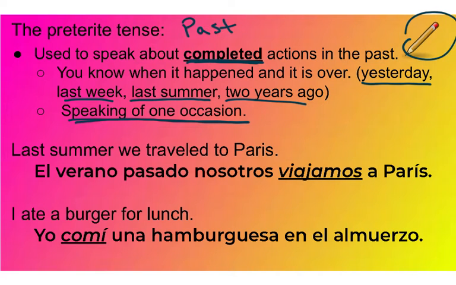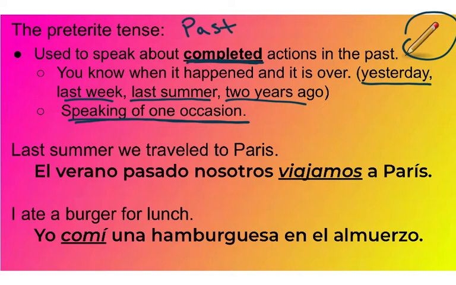Let's look at some examples. Last summer, we traveled to Paris. El verano pasado, nosotros viajamos a París. It was last summer. It was one time. We went to Paris. That's it.